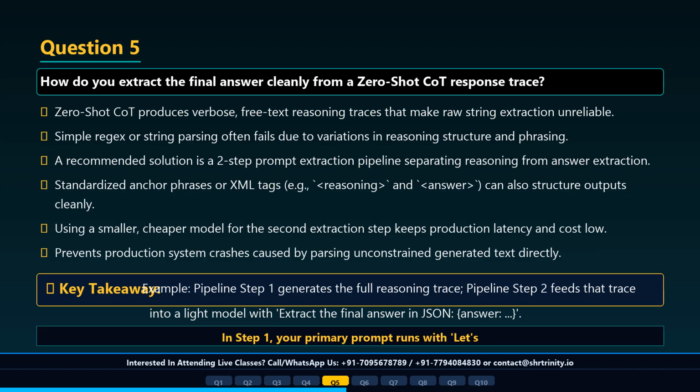Pipeline Step 2, feed the trace into a light model with the prompt: extract the final answer in JSON, answer. A common mistake is relying on fragile regex pattern matching on unconstrained free-text reasoning traces in production. As an interview tip, recommend two-step extraction or XML tags, reasoning/reasoning, answer/answer, for robust production parsing.